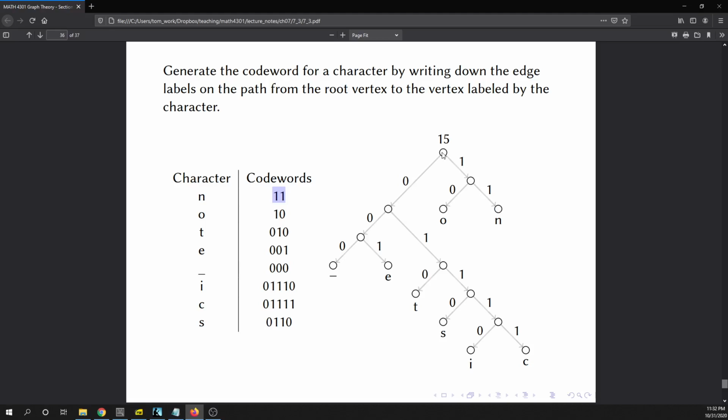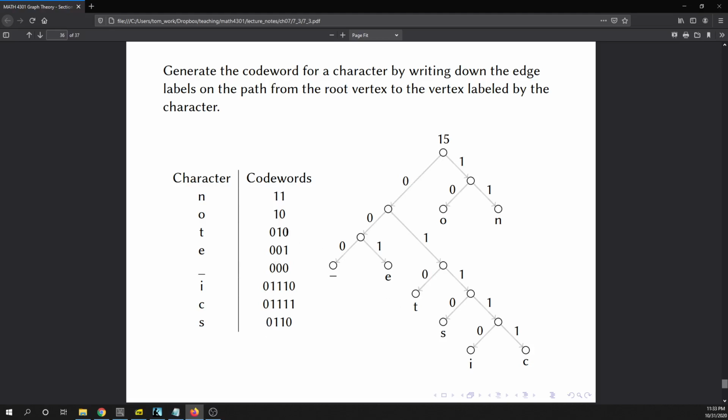Remember, this is a tree, and so there's a unique path from the root down to N. So it would be 1, 1. The code word for O would be 1, 0. The code word for T would be 0, 1, 0, and so on and so forth.